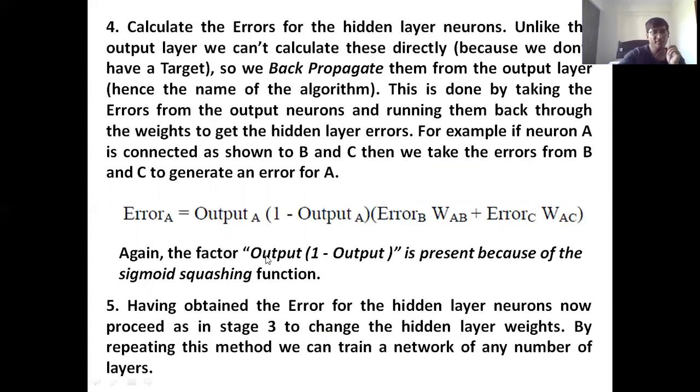Again, the factor output and 1 minus output is present because of the sigmoid function that we're using. Mind you, we can use other differentiable functions also, but sigmoid is one of the most popular functions. So now, as a part of this network, we have learned how we calculate the errors at the output layer, how we update the weights while back propagating the errors, and how we calculate the error at the hidden layer also.